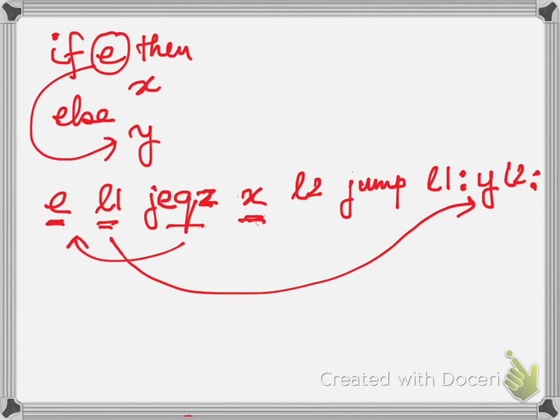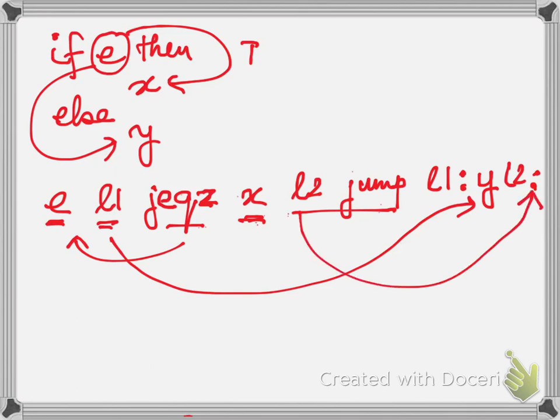So if E is true, then it will go to X. Okay, then it will go to L2. Now L2 jump here means jump to L2 without any condition. So there is no condition. So jump to L2. So L2 is what? L2 is the end of the structure.